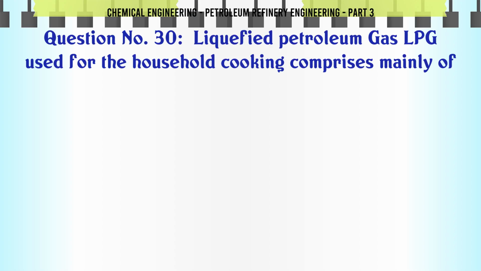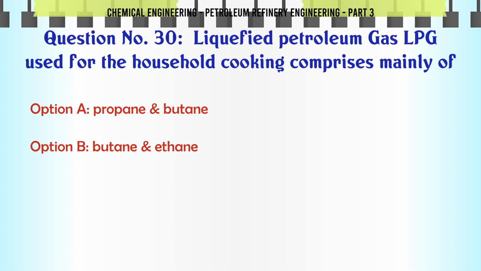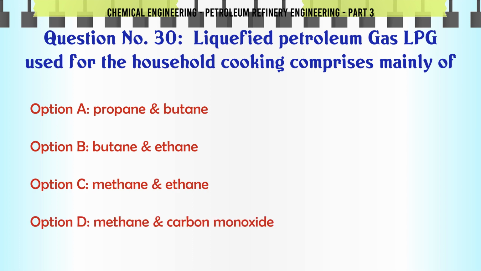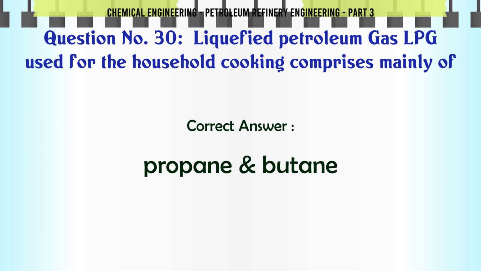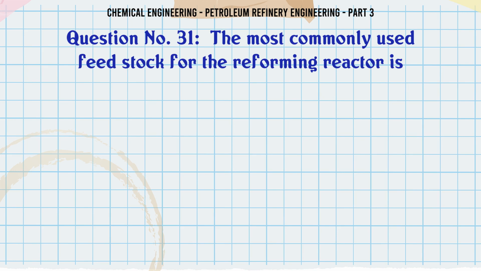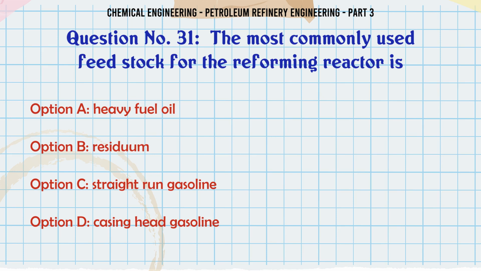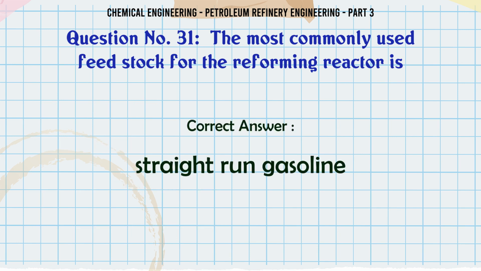Liquefied petroleum gas, LPG, used for household cooking comprises mainly of A. propane-butane, B. butane-ethane, C. methane-ethane, D. methane-carbon monoxide. The correct answer is propane-butane. The most commonly used feedstock for the reforming reactor is A. heavy fuel oil, B. residuum, C. straight-run gasoline, D. casing head gasoline. The correct answer is straight-run gasoline.